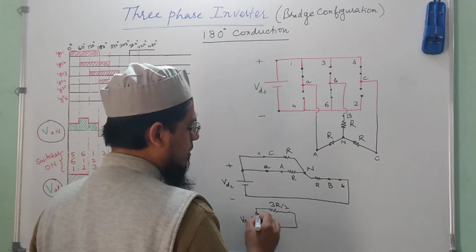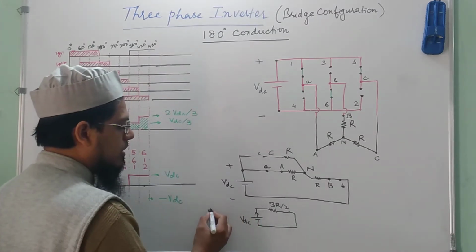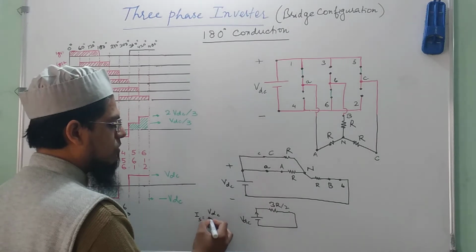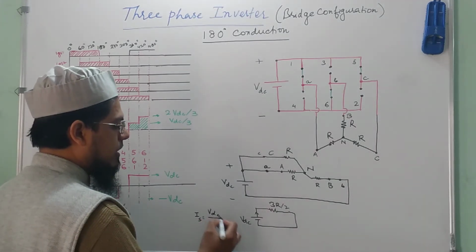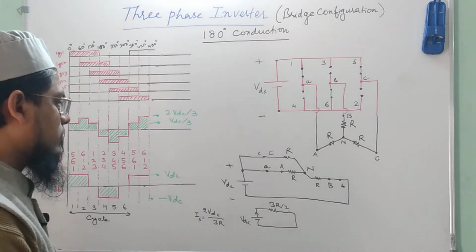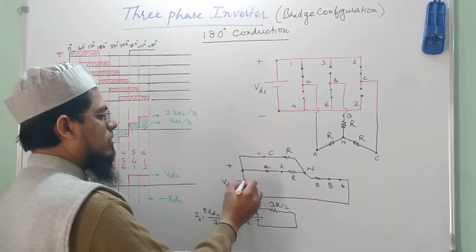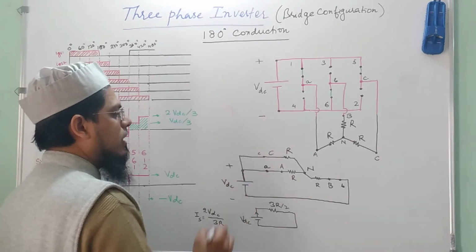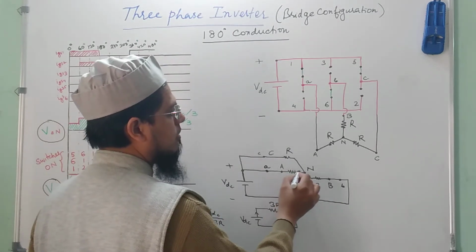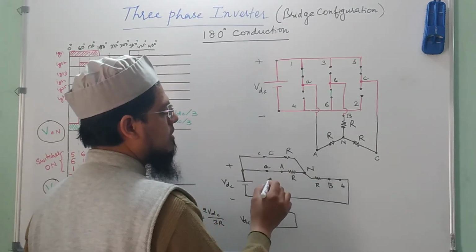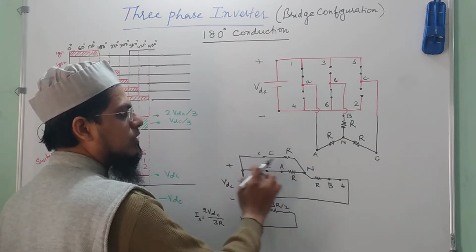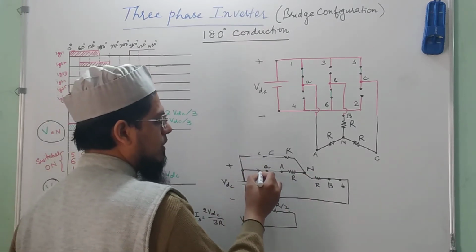The current that would be drawn from VDC, the source current IDC, equals VDC upon 3R by 2. Okay. So this is the current flowing from this point. Now, we are interested in finding out VAN. So that means I need to know what is the current that is flowing through this branch. Okay. So what is the current flowing here and here?